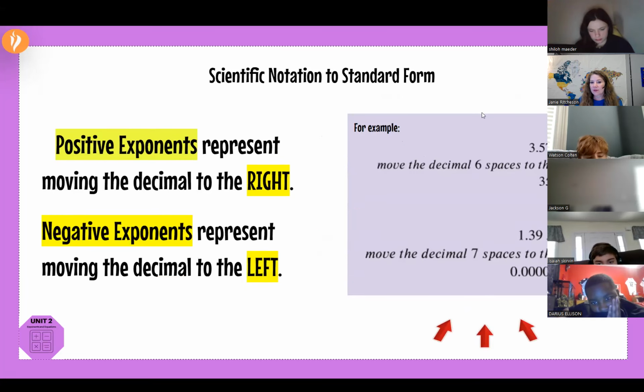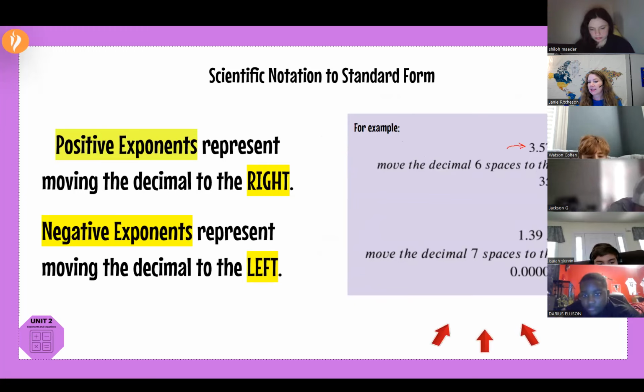All right, so let's look at this one here. It says we have 3.57 times 10 to the 6th. So positive 6 means we're going to make this number bigger because it's positive. And the 6 tells us how many spaces we're moving our decimal. Got it? So we start out with 3.57.